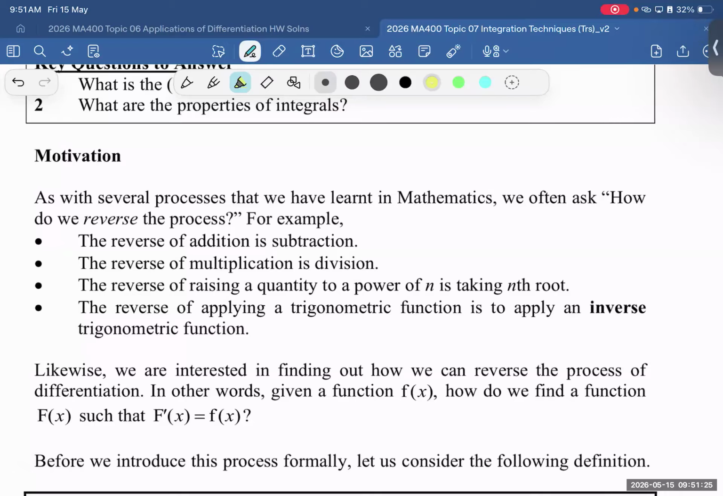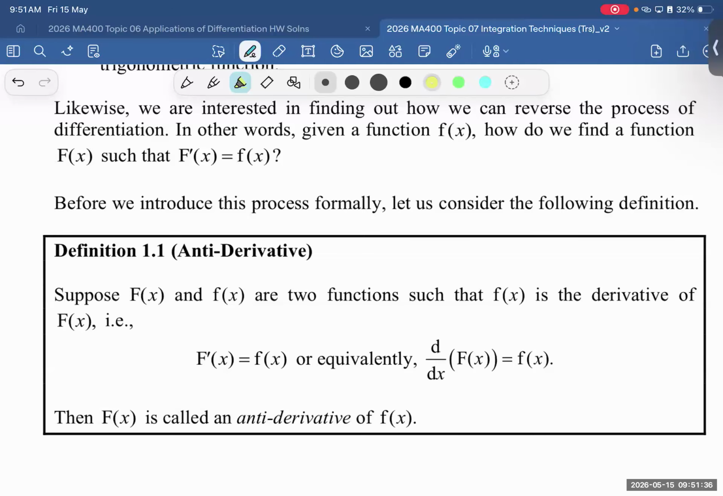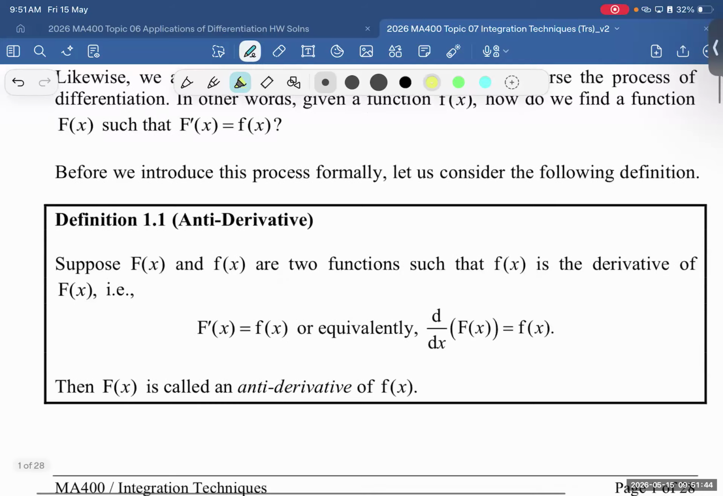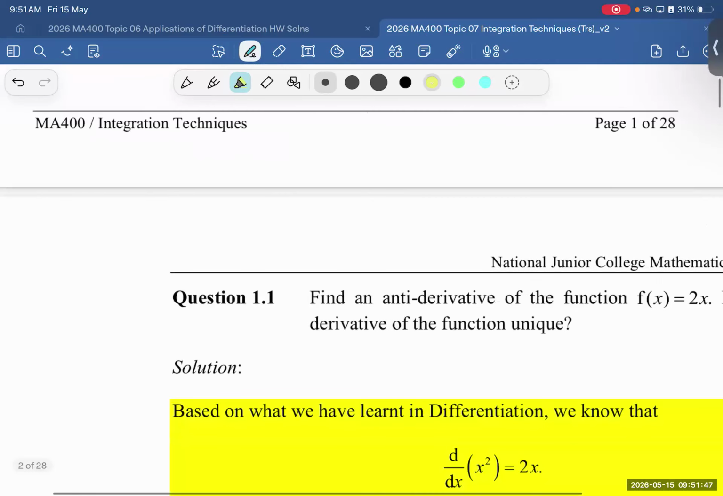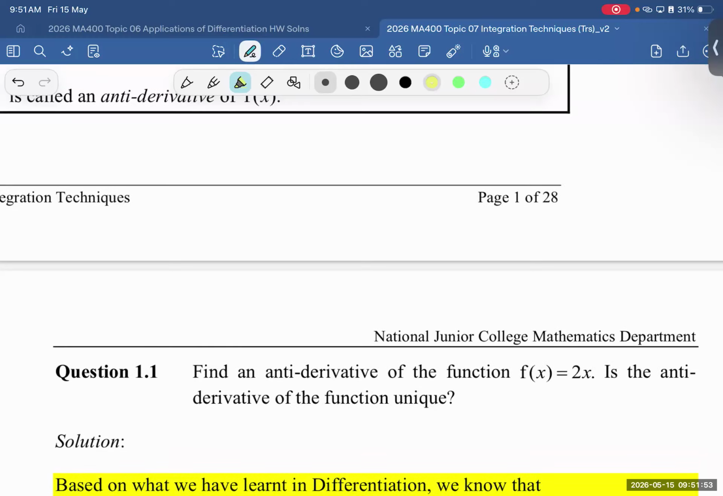First, let me introduce to you capital F. This is the antiderivative. If you differentiate capital F to get small f, then capital F of x is an antiderivative. Take a look at question 1.1: is the antiderivative of the function unique? What do you all think?